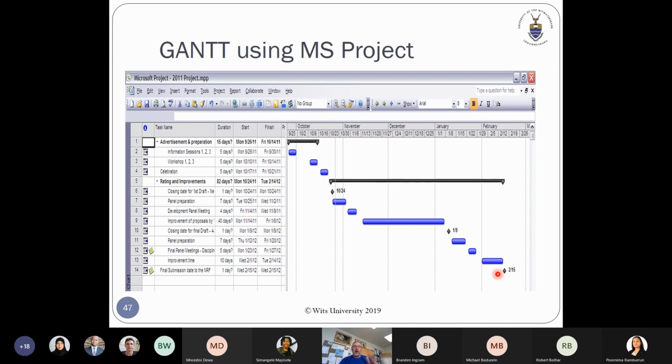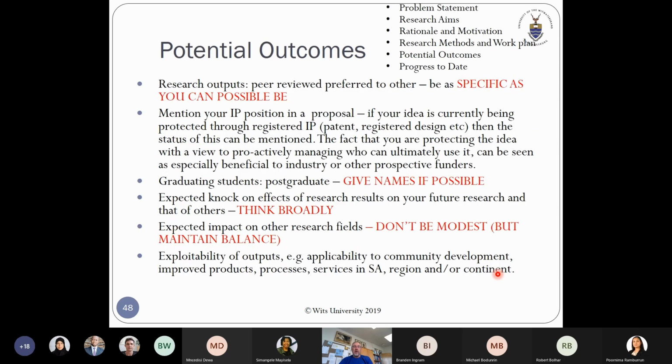They take a lot of time to get used to. Simple Gantt chart is good, much quicker and easier. But do think about that planning, very, very important. Potential outcomes. So this is the deliverables.